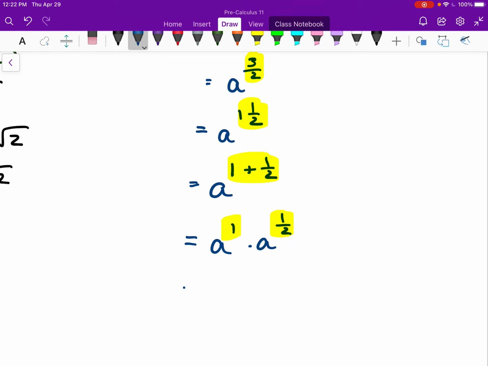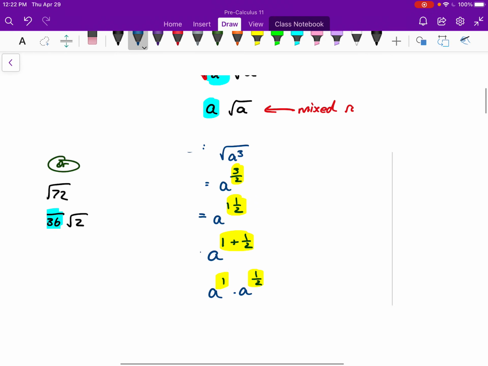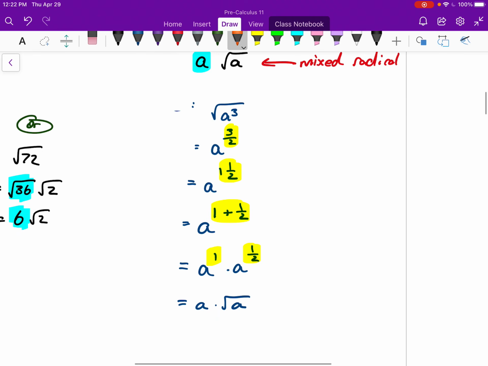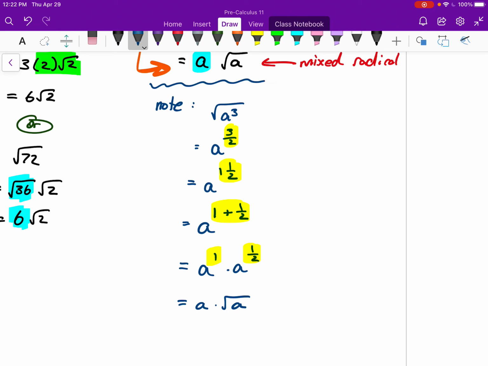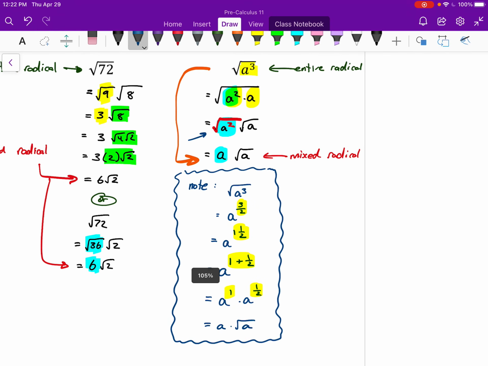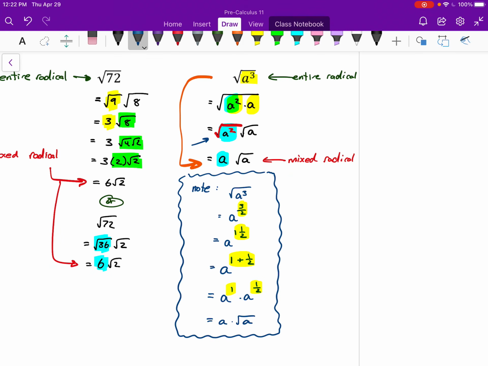And what is a to the power of 1? A. What is a to the power of a half? The square root of a. And notice if I look at that, it's the exact same thing we had before. I'm not saying what I just did here is any better, but I really want to point out everything we've learned about exponents, we can connect to radicals and vice versa. Just tons of connections here. I kind of like what I did originally better, but it's all connected. All right.